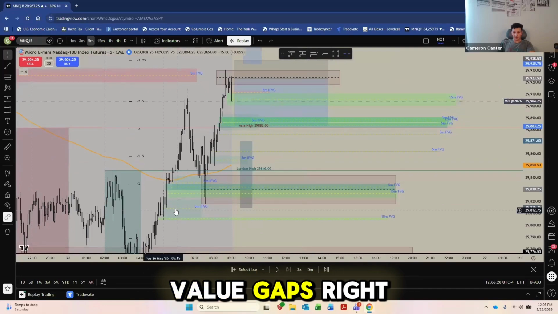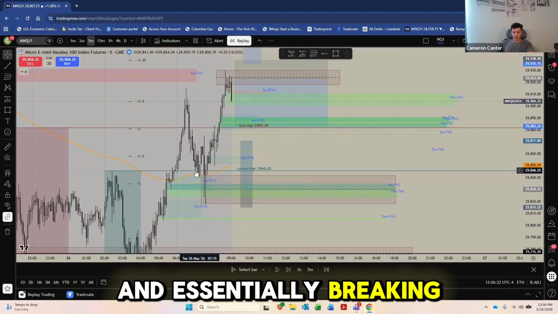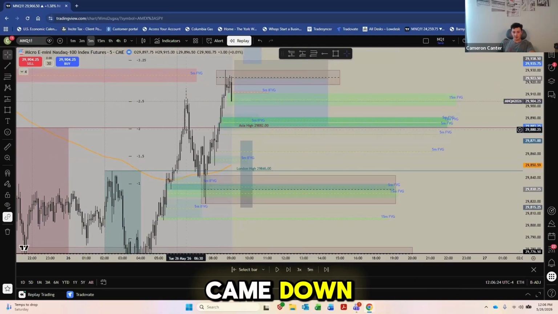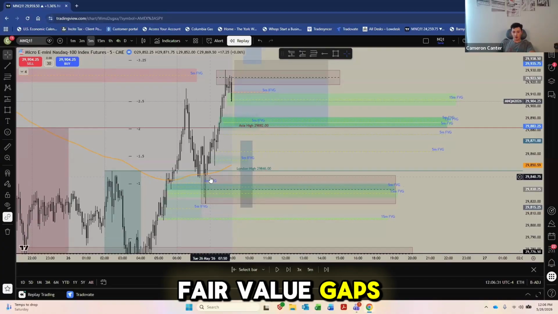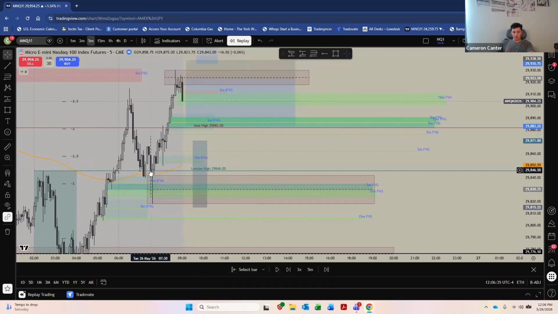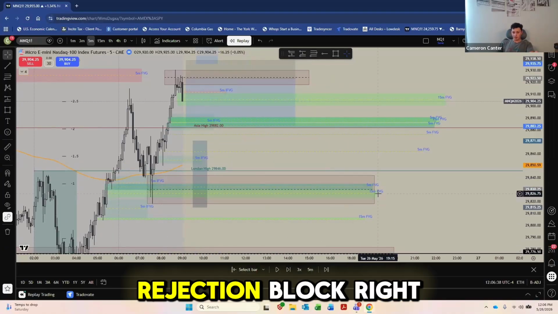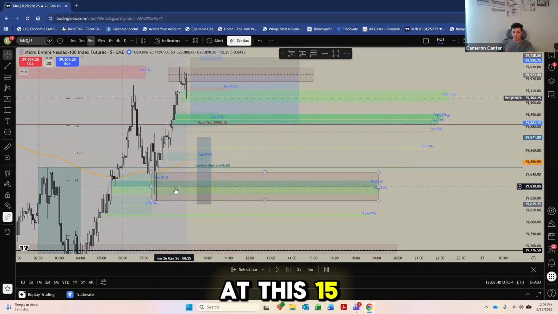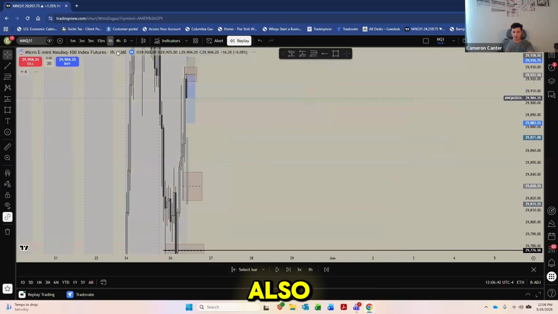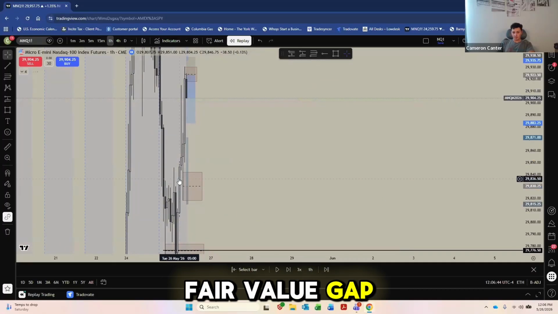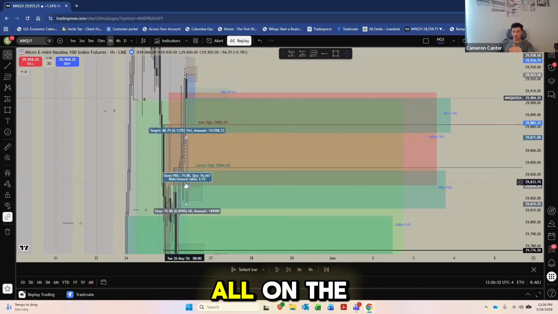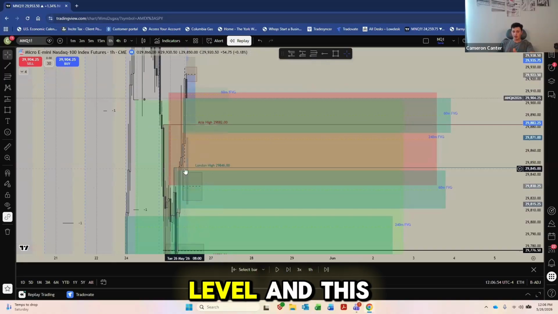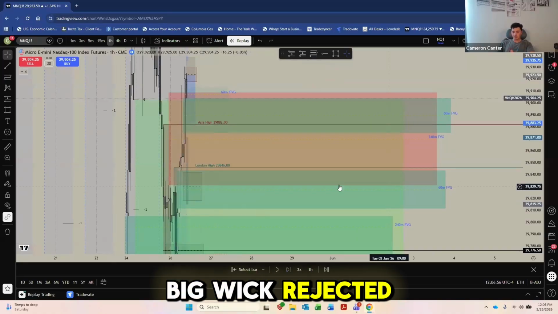Okay, and then we come up after that, creating these fair value gaps right here and essentially breaking the London high. And then we came down and we swept out the London high. We kind of tried to take out these fair value gaps all in one move, creating a bullish rejection block right here at this 15-minute, 5-minute fair value gaps. Also a 1-hour fair value gap right there as well. So you have 15, 5, 1-hour fair value gaps all on the same level. And this big wick rejected all of them.